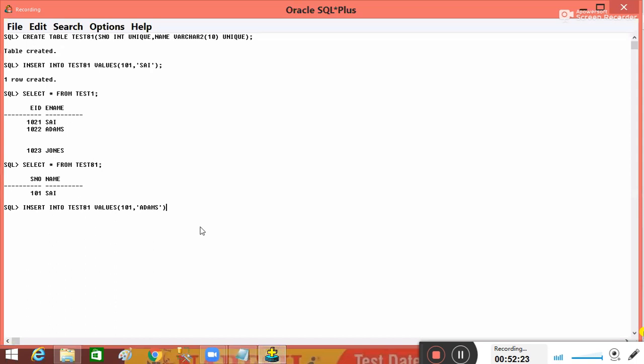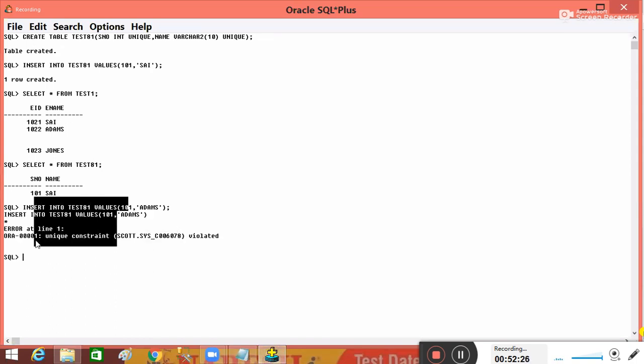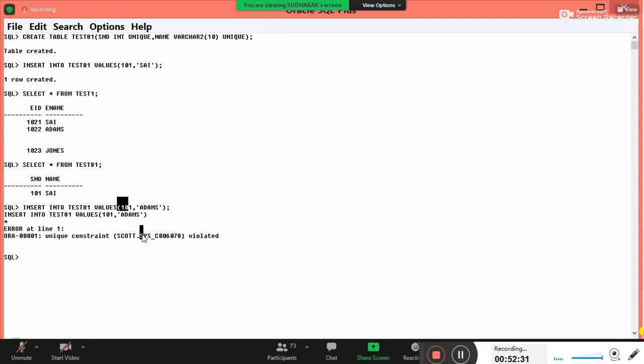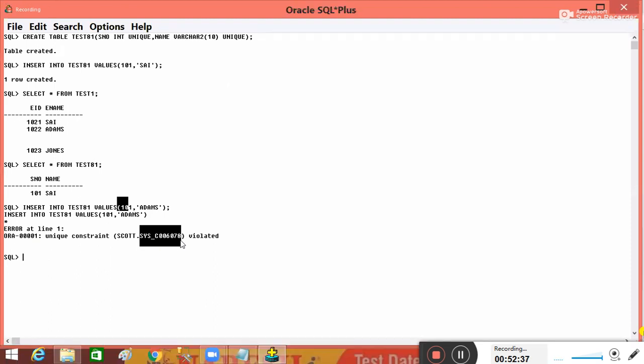Let's see, if I insert here, what is my error? Unique constraint is violated, and here the system is showing one identity number, that is called a constraint key identity number, which is generated. What is the constraint key identity, I will discuss with you after some topics are over. So later we will see. Unique constraint is violated. Now, let's look at the table. Is 101 one more time allowed here? No, not allowed.